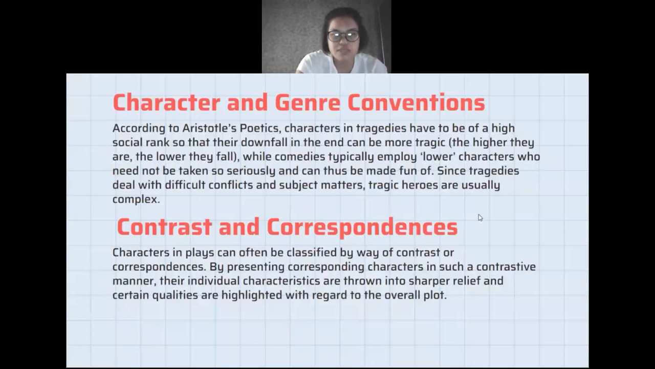Next is contrasts and correspondences. Characters in plays can often be classified by way of contrast or correspondence. By representing corresponding characters in such a contrastive manner, their individual characteristics are thrown into sharper relief and certain qualities are highlighted with regard to the overall plot.